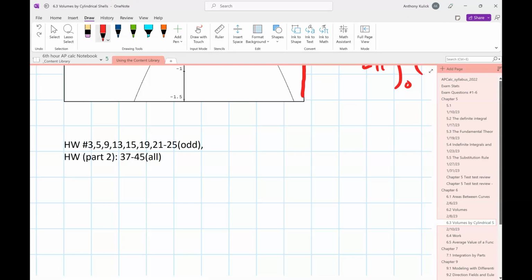So your assignment for 6.3 is that first part. Part 2, we're going to do in class next time. This is the one where you're given a problem that could be done with shells, washers, or discs, and you have to figure out the method. We're going to work on it together in class because we need a day to process this and do some guided practice, because this is not an easy skill.